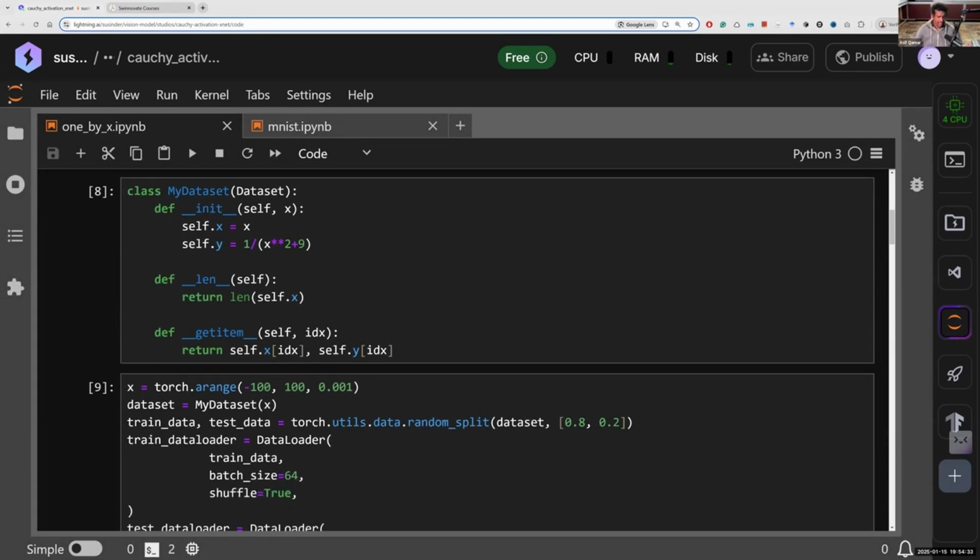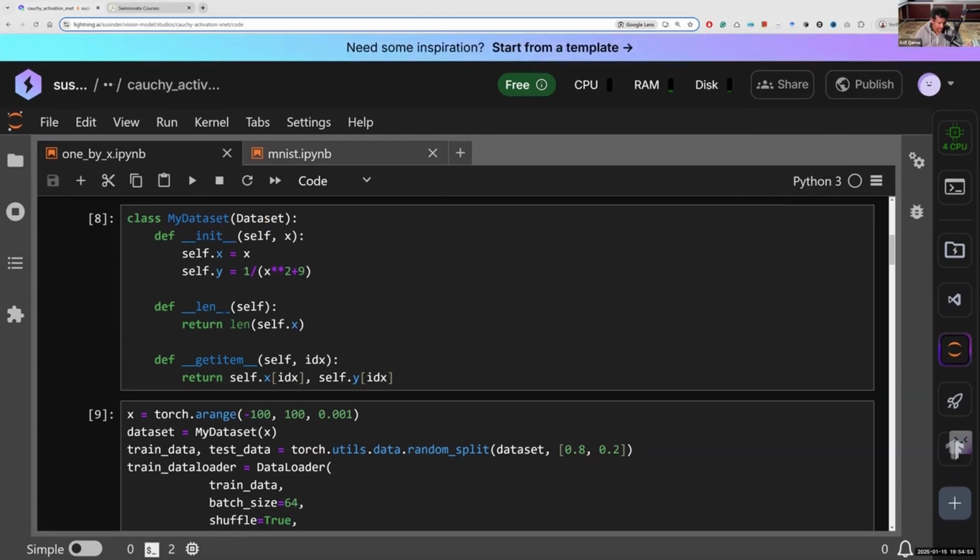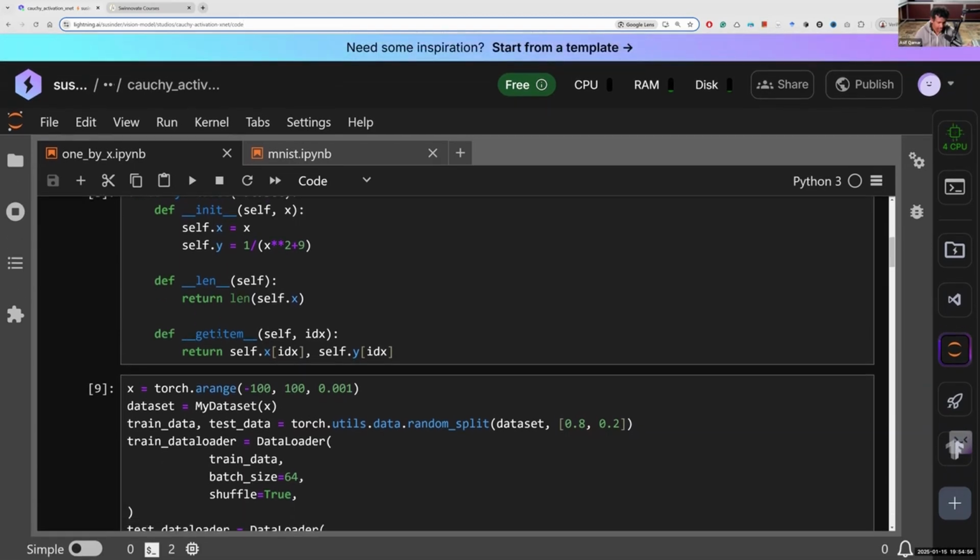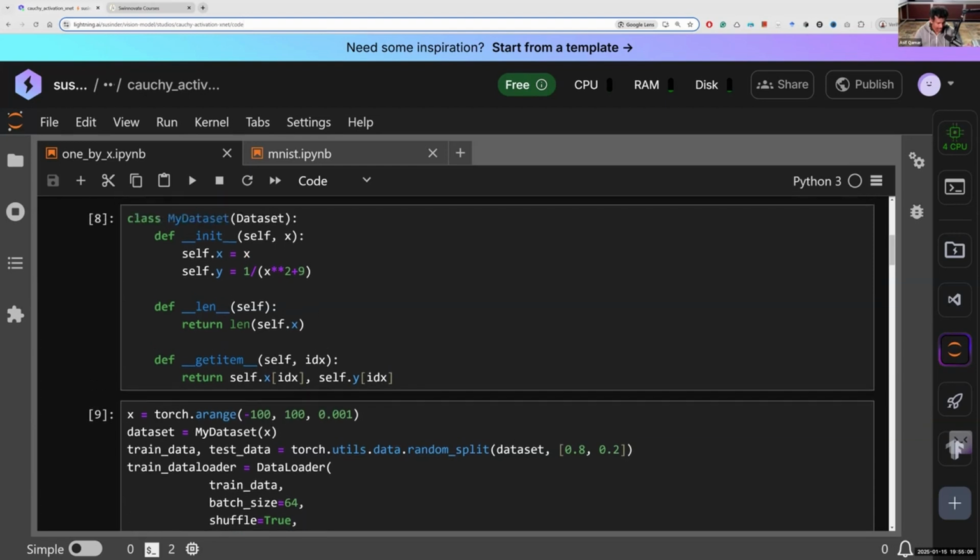Okay, so now the dummy problem I want to do is to approximate the function 1 by x squared plus 9. Very simple problem. So I'm creating my own data set. For that, you just have to subclass the Dataset class and define a __getitem__ method, which will just return one sample, one data point. It returns x and 1 by x squared plus 9.